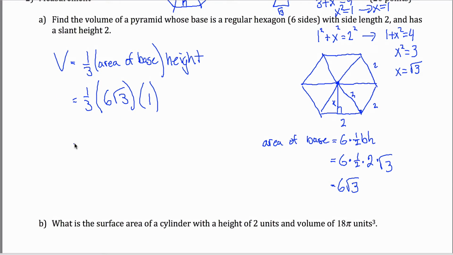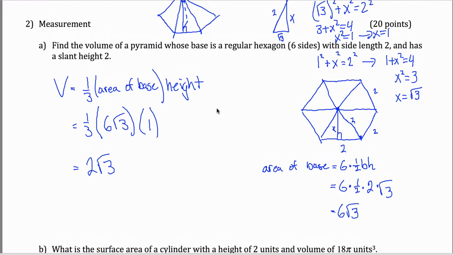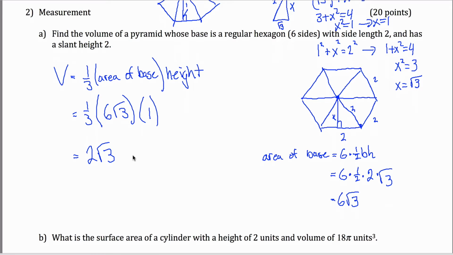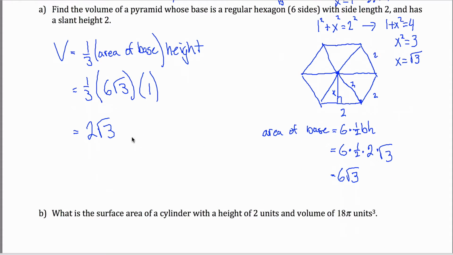So the volume of this pyramid, 1/3 times 6 gives me 2. 2 times the square root of 3 times 1 is 2 times the square root of 3. And since I'm talking about volume, it's whatever the units are. I don't think I gave any units. So it's these units cubed because we're talking about volume. Yeah, that didn't go very well on the test, but that's how you solve it in case you're curious.